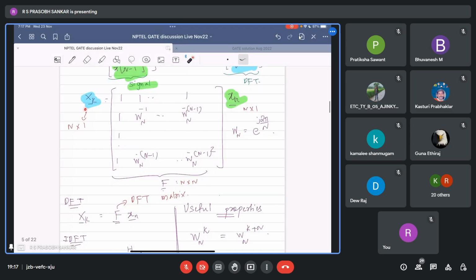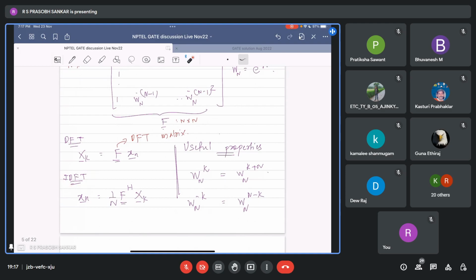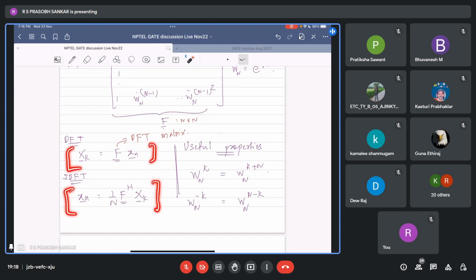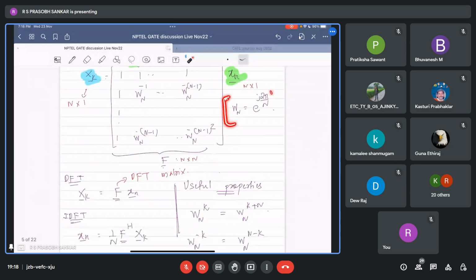How do we go back to x of n from X of k? So we have the IDFT. What is the IDFT? x of n is given by 1 by n F Hermitian times X of k. So these are the two interesting properties. This is the DFT. This is the inverse DFT, where this H basically means the Hermitian operation. Hermitian means we take the complex conjugate transpose. We do the transpose and take the conjugate. That's it.